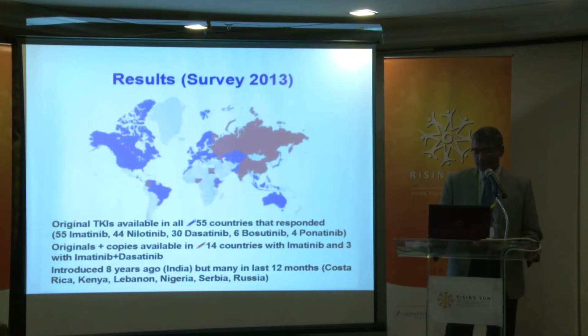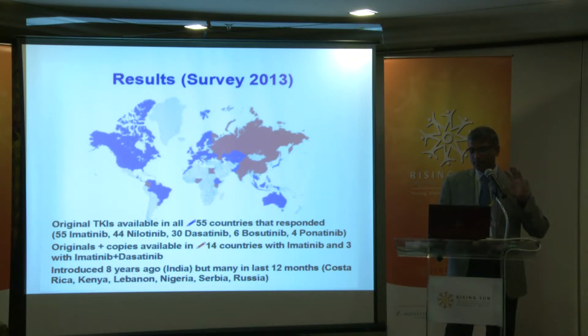So let us look at imatinib. If you look at a survey in 2013, there were 55 countries which had only the innovator brands, and there were about 14 countries with both the original and the copies. India was one of the pioneers for generics, and it was introduced 8 years ago, maybe a little more, because we started using imatinib maybe in 2004.